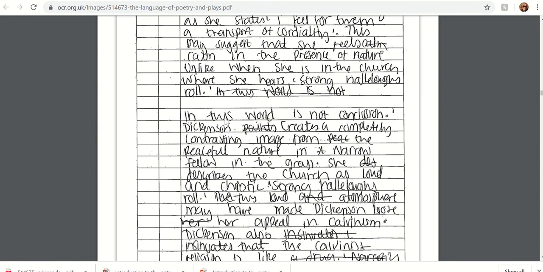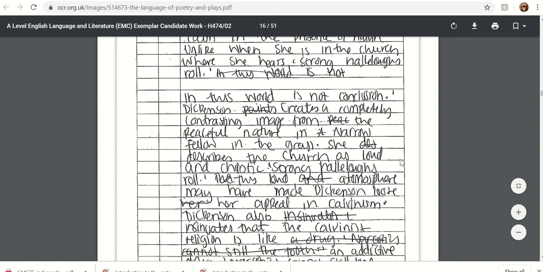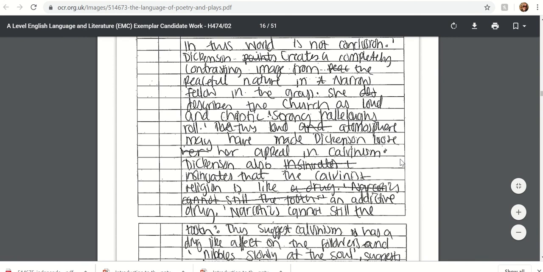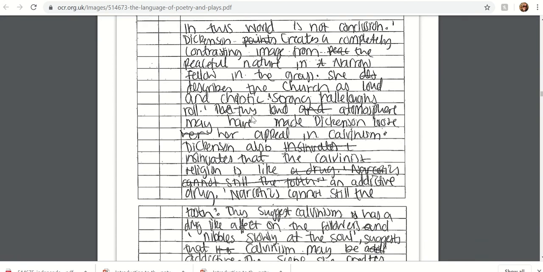In This World Is Not Conclusion, Dickinson creates a completely contrasting image from the peaceful nature in A Narrow Fellow in the Grass. She describes the church as loud and chaotic, strong hallelujahs roll. The loud atmosphere may have made Dickinson lose her appeal in Calvinism.